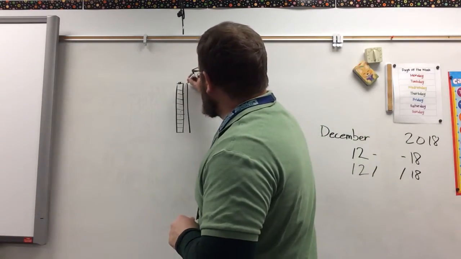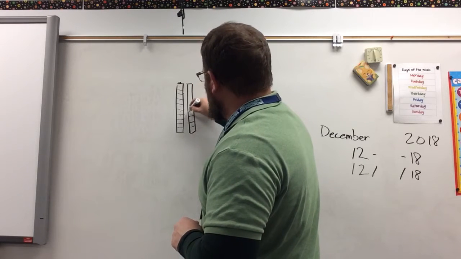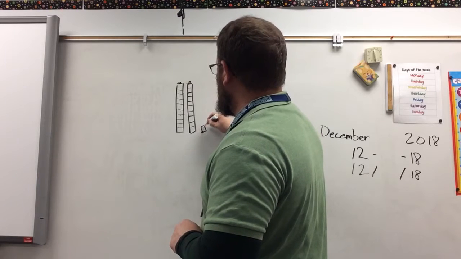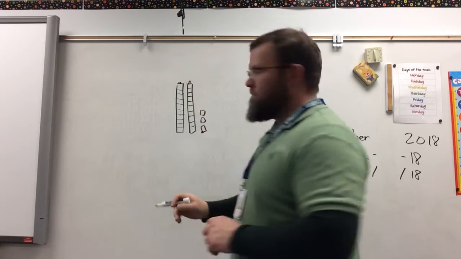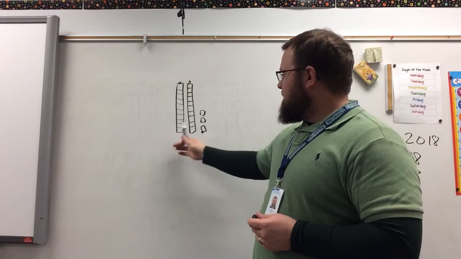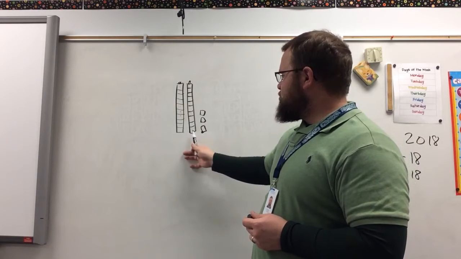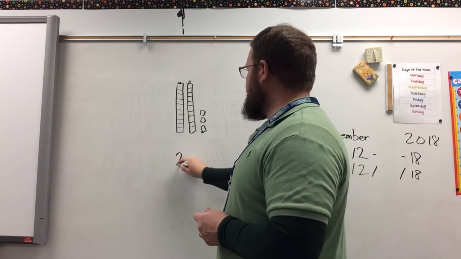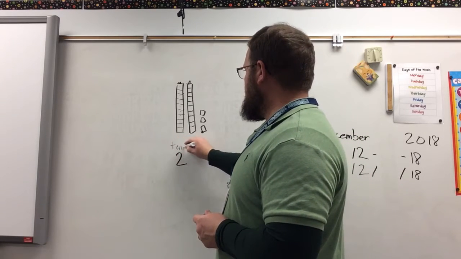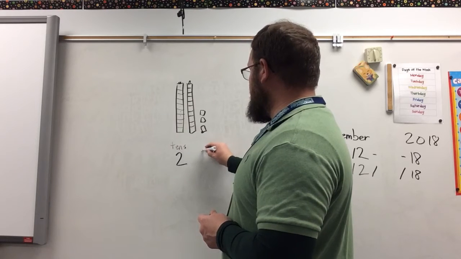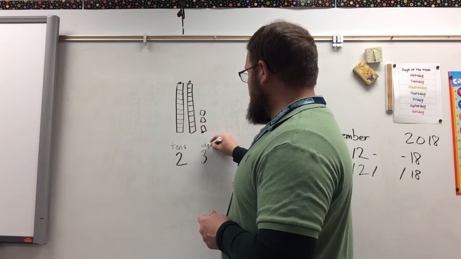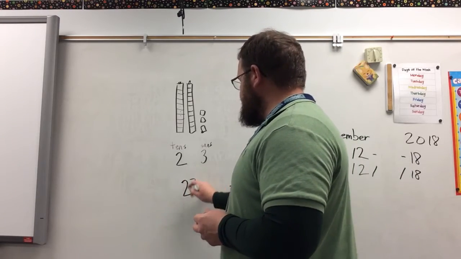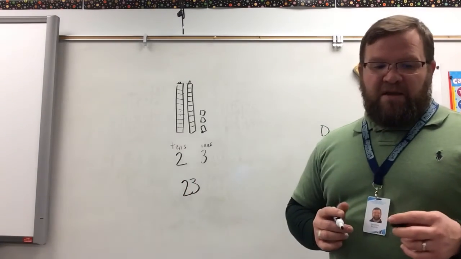So if I show you this right here, okay, we know that that's 10, and together that's 20. So 10, 20, 21, 22, 23. So here, I have a 2 in my tens, and I have a 3 for my ones, and that number is, that's right, 23. Okay, and that's how we would make that number.